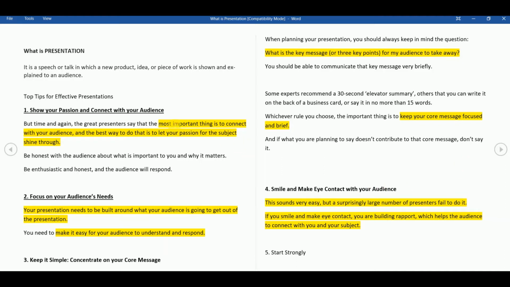The second part is focus on your audience need. Your presentation needs to be built around what your audience is going to get out of the presentation. So it's important that you make it easy for the audience to understand and to respond.